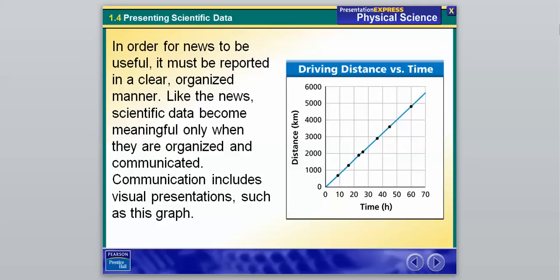So if we can run the best scientific experiment that you could ever think of, and if we don't organize it in a way that is useful and makes sense and can be communicated to someone else, then we've basically done nothing because no one can be able to actually tell what we did.